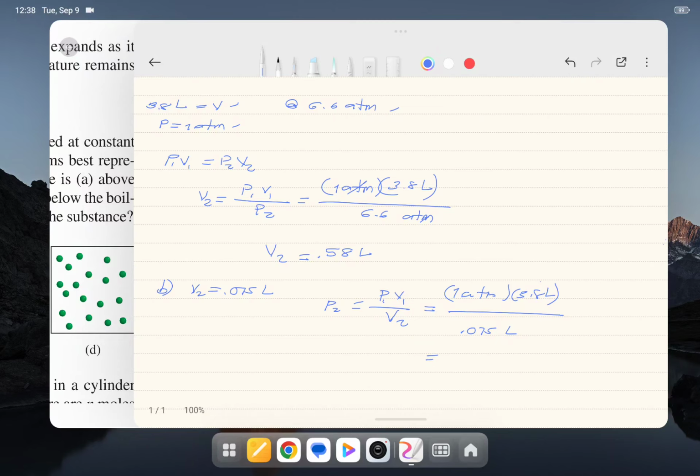Okay, so that would be 3.8 divided by 0.075, and that will give you 50.7. In two significant figures, because I think you have two, this is a leading zero, that would be 51. Cancel the liters, that would be 51 ATM. Okay, so that's as simple as that.